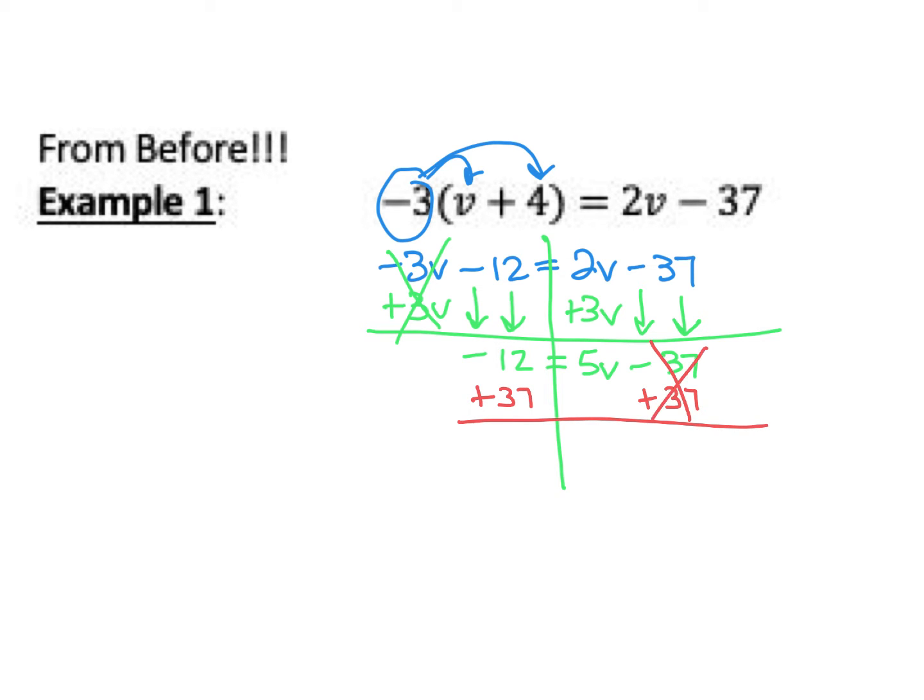Positive and negative 37 make it 0. We're going to have 5v left over. We're going to say negative 12 plus 37. That is 25. Okay. Then we're going to look and see what else we can do.